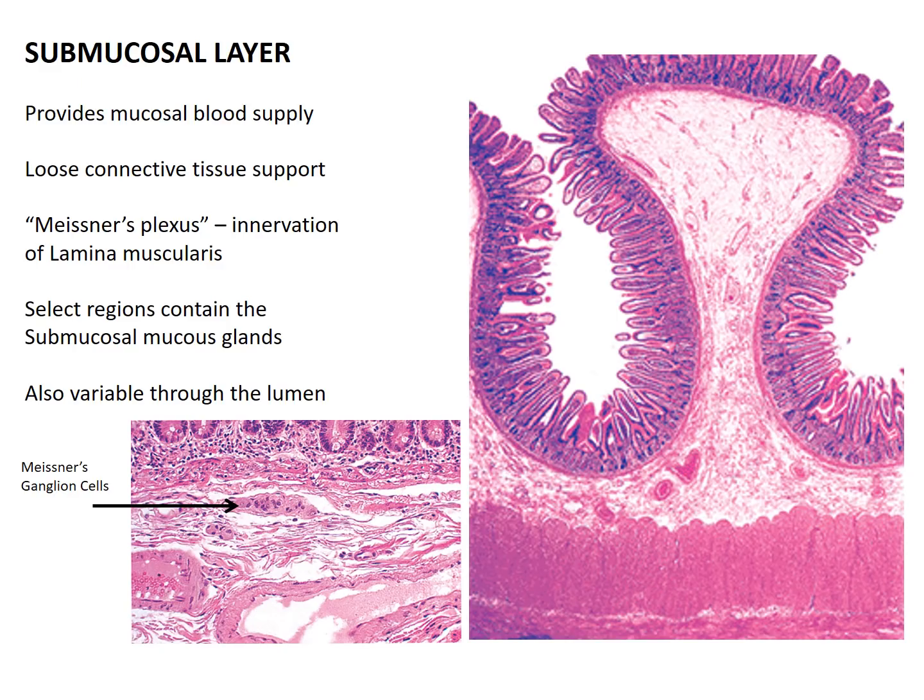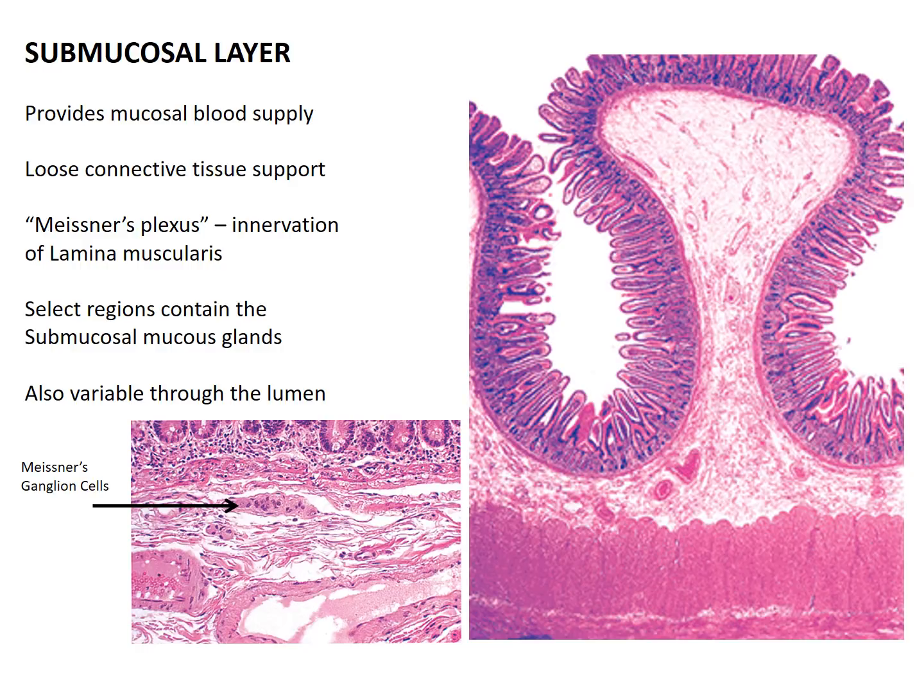The submucosal layer provides the blood supply for the mucosa. So remember, epithelial cells do not have their own vasculature. They're dependent on oxygen and nutrient diffusion. That's coming out of the blood vessels of the submucosal layer.